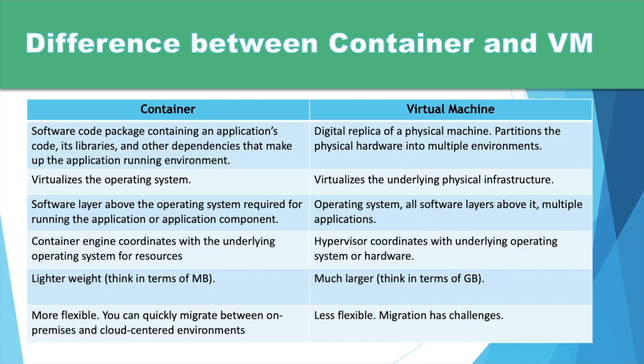And a container is virtualized via the operating system, OS level basically. And then the virtual machine is virtualized on the underlying physical infrastructure. The next difference is that a container is a software layer above the operating system required for running the application or application component, whereas in the virtual machine, the operating system and all software layers are above the multiple applications. And the container engine coordinates with the underlying operating system for resources, while in the virtual machine, the hypervisor coordinates with the underlying operating system or hardware.